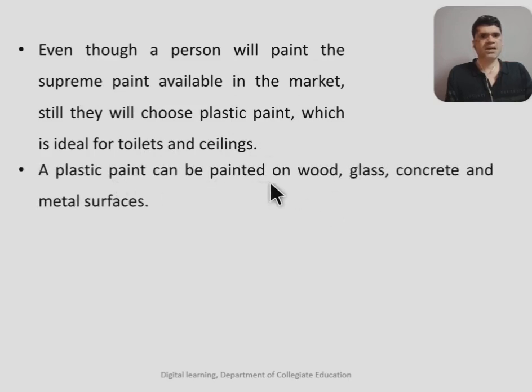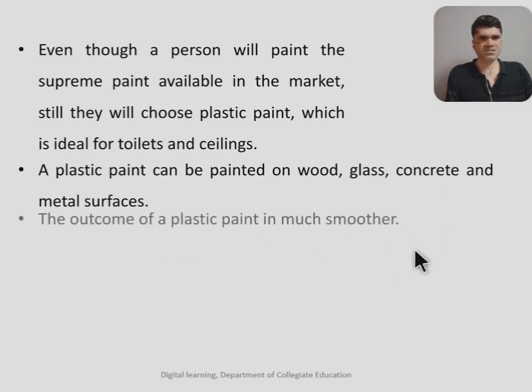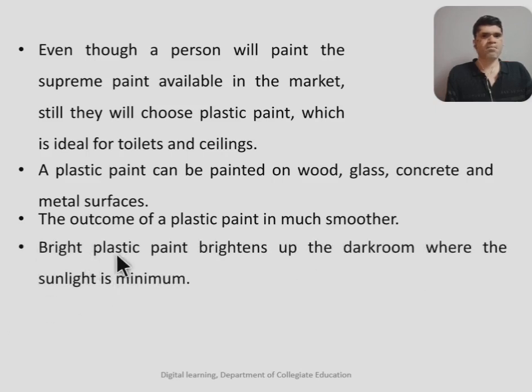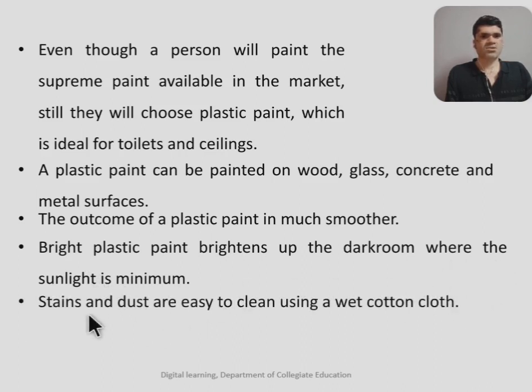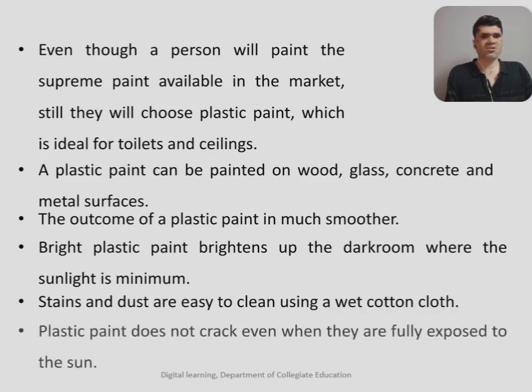A plastic paint can be painted on wood, glass, concrete and metal surfaces. The outcome of plastic paint is much smoother. Bright plastic paint brightens up a dark room where sunlight is minimum. Stains and dust are easy to clean using a wet cotton cloth. Plastic paints do not crack even when they are fully exposed to sun.